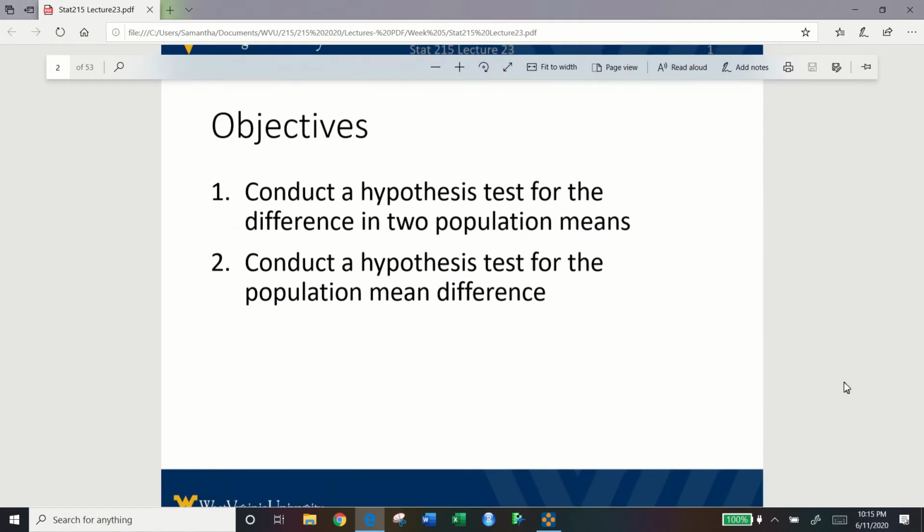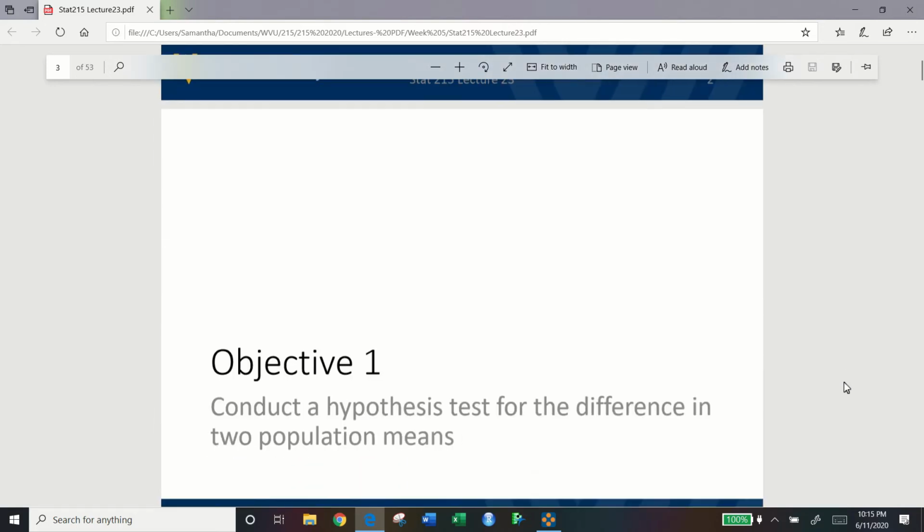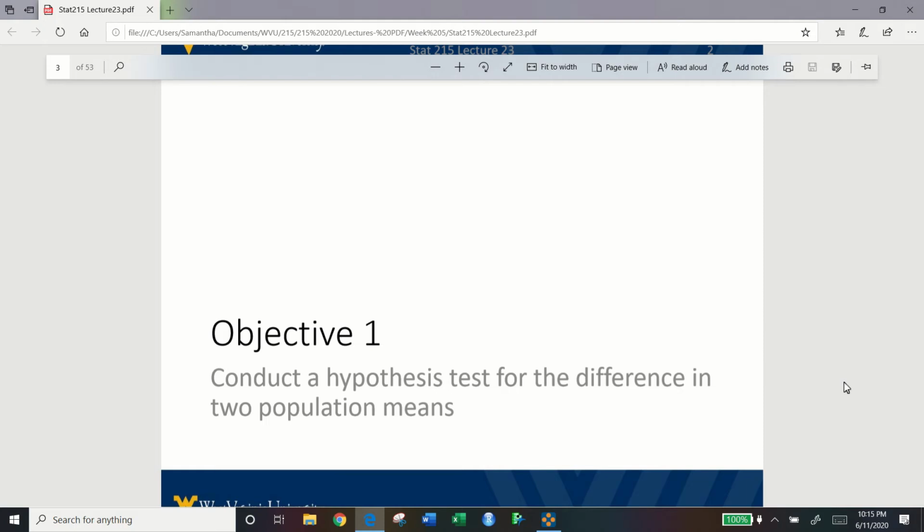In this video, we are going to focus on two objectives. First, conducting a hypothesis test for the difference in two population means. And second, conducting a hypothesis test for the population mean difference. Let's begin by examining our first objective.